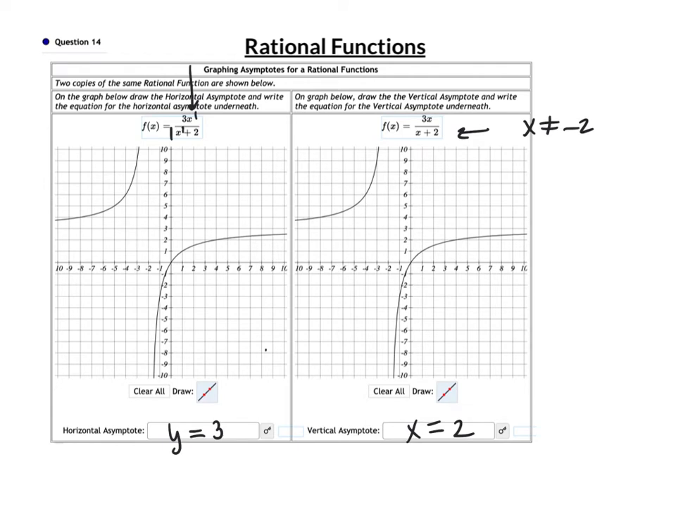Now, let's check our answer here. The vertical asymptote is x equals negative 2, which is right there, and that looks good. And the horizontal asymptote is y equals 3, right there, and that one looks good also.